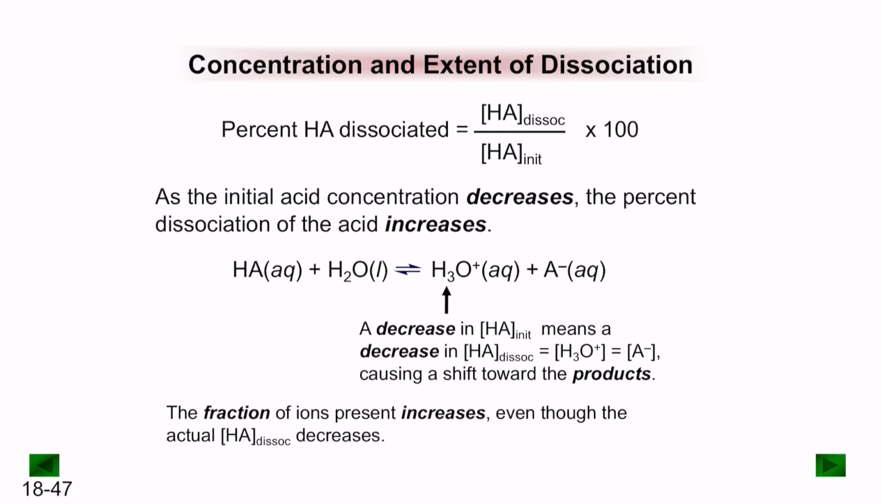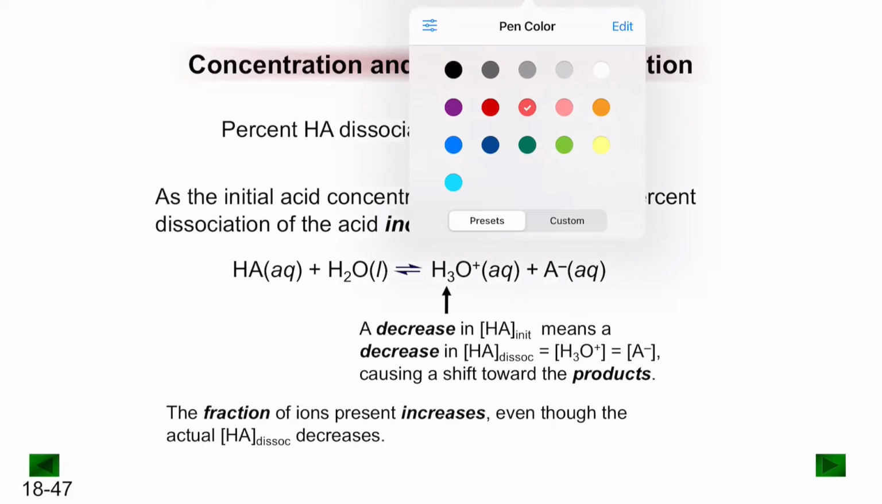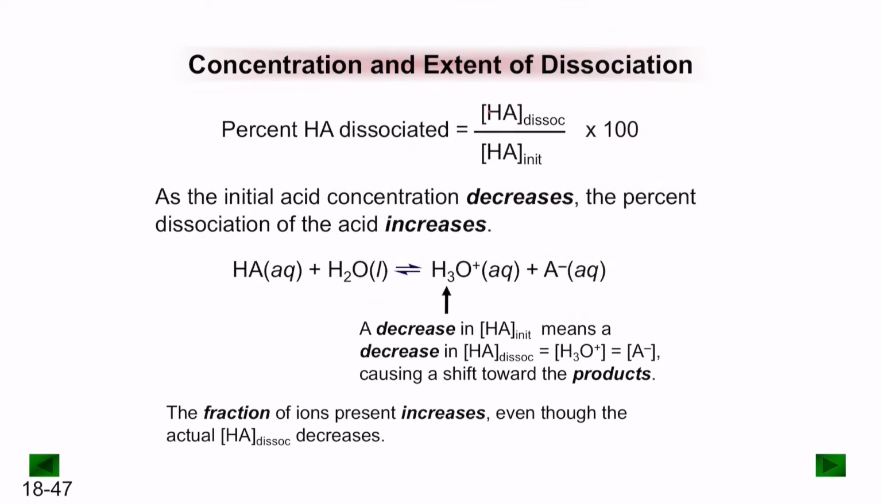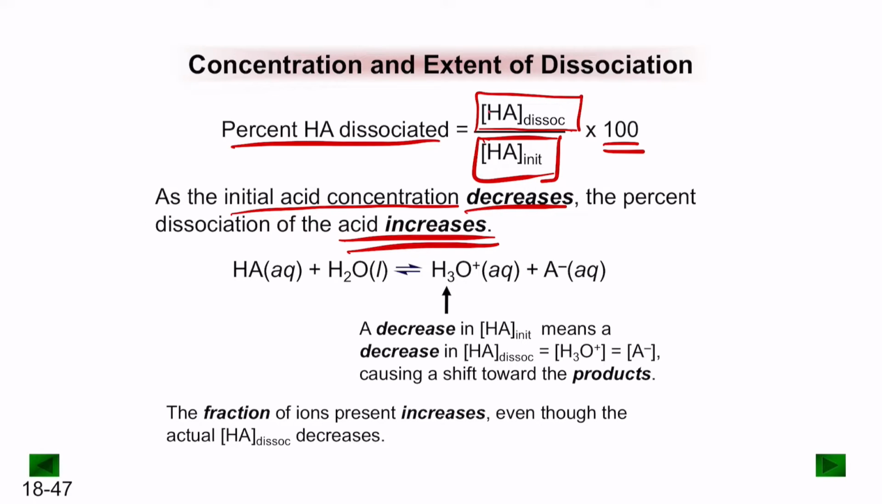Next, let's talk about concentration and the extent of dissociation. The percent of the acid dissociated is equal to the concentration of the dissociated acid over the initial concentration, times 100. As the initial acid concentration decreases, the percent dissociation increases. A decrease in the initial concentration means a decrease in all of these values, causing a shift towards the products.